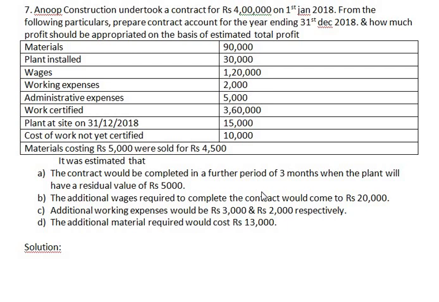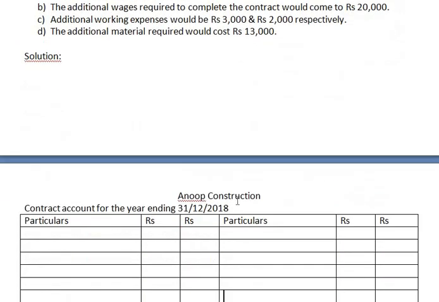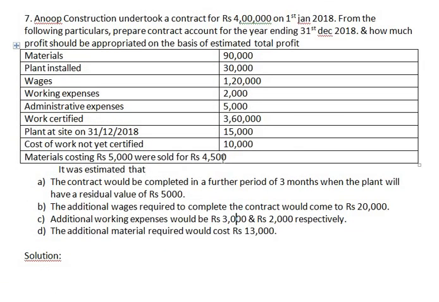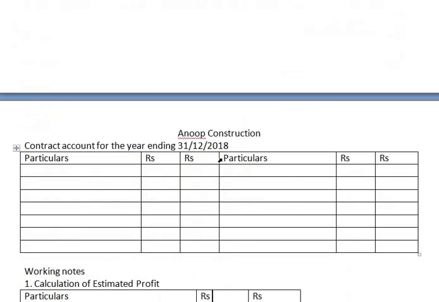Now, as usual, first we will prepare the contract account. So write down the heading Anup Constructions. The next line, contract account for the year ending 31st December 2018. Now here, materials, plant and wages are given, so take them on the debit side. To materials, the amount is 90,000. Take it to the outer column, 90,000.